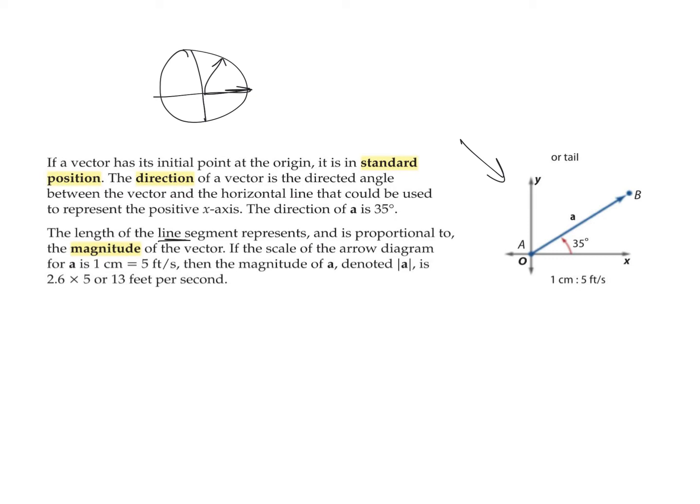So if the scale for this A is 1 centimeter equals 5 feet per second, since this is 2.6 centimeters, we're going to multiply it by 5, and so this vector is going to show it to be 13 feet per second.